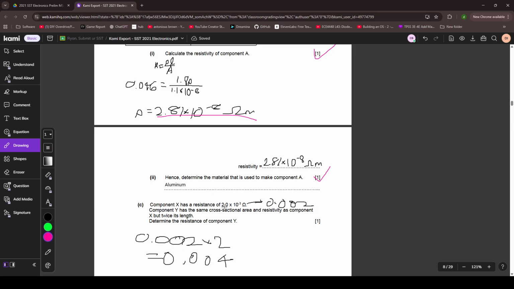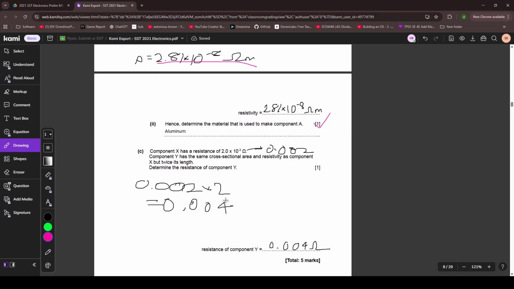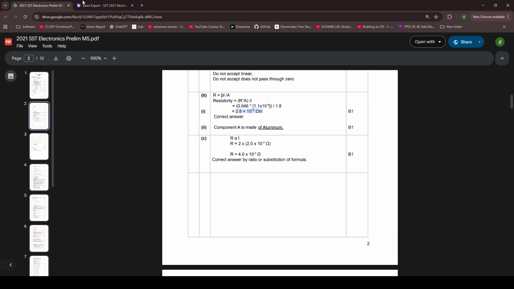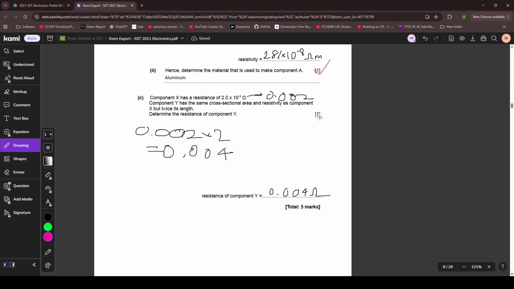Component Y has the same cross-sectional area and resistivity as component X, but twice its length. Determine the resistance. Yeah, it should be just times 2. Yep.